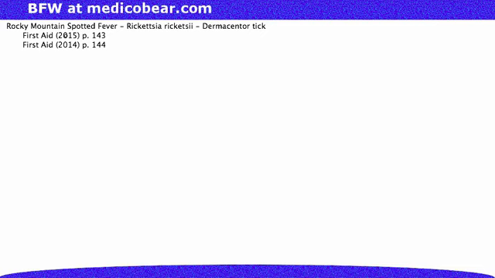Rocky Mountain Spotted Fever caused by Rickettsia rickettsii. Now, Rickettsii is an obligate intracellular organism, meaning that it cannot reproduce outside the host cell. It needs resources from an intracellular source.